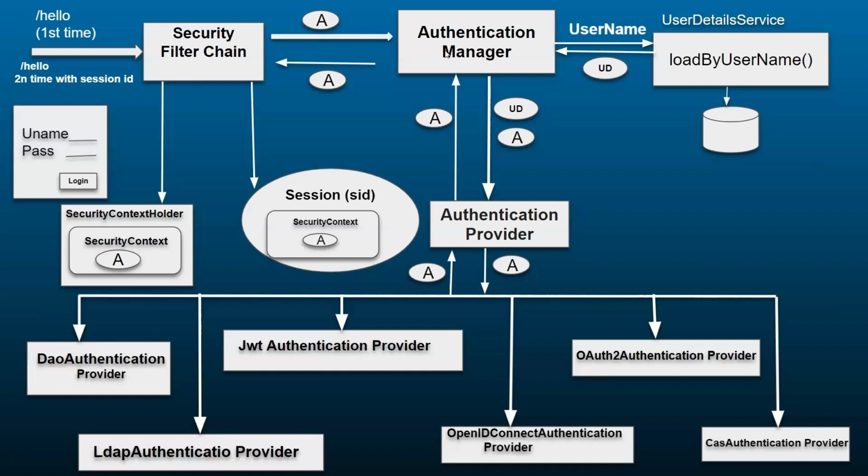Again, the authentication manager throws that exception toward the filter chain, and the filter chain sees that exception. That filter is responsible for diverting the request, or diverting the user, toward the login page and asking them to log in again because the password was wrong. So that is how the internals of Spring Security work.